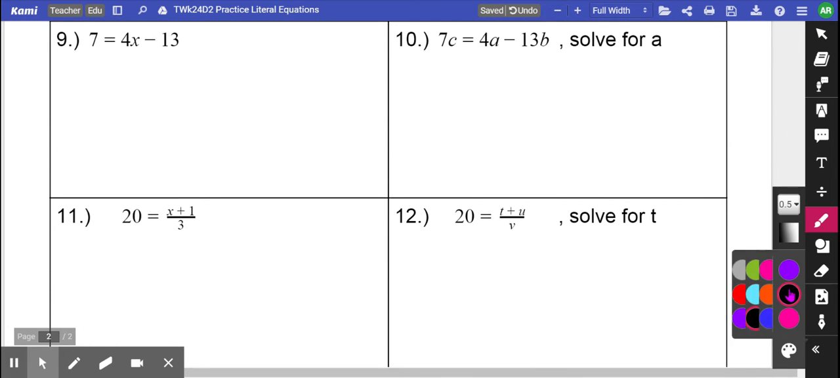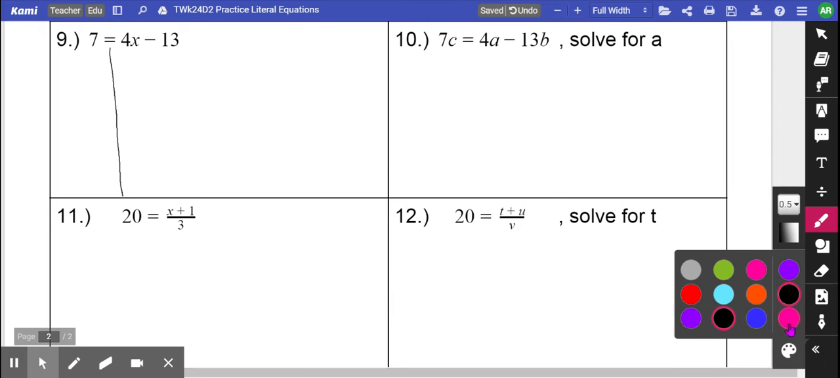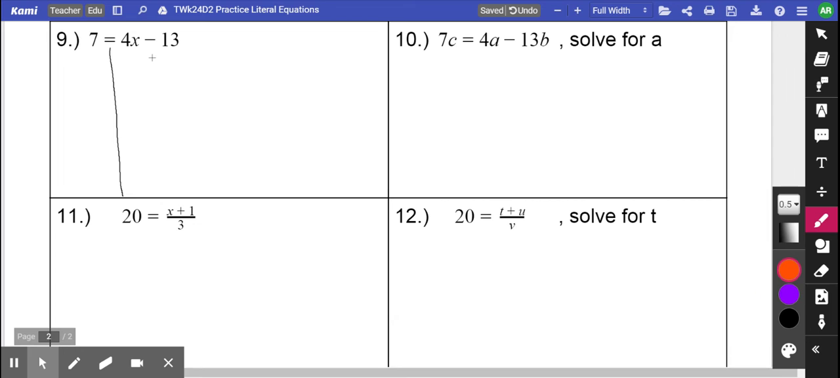Number 9. Number 9, we have 7 equals 4x minus 13. I can get a nice number here because there's only one variable. Add that 13 on both sides. Gives us 20 is equal to 4x. Divide that 4 on both sides because there's that implied multiplication again, and we get 5 equals x. We got a nice number.